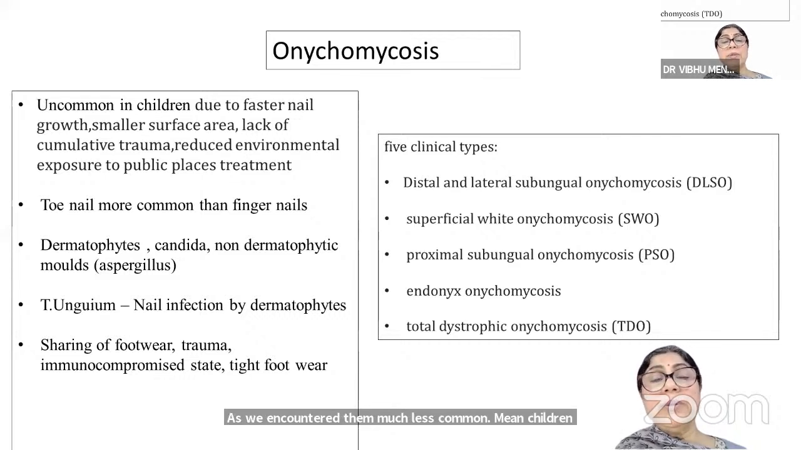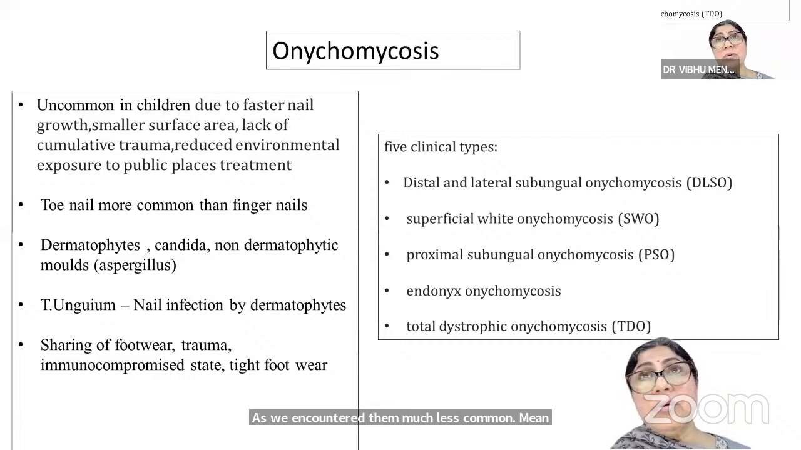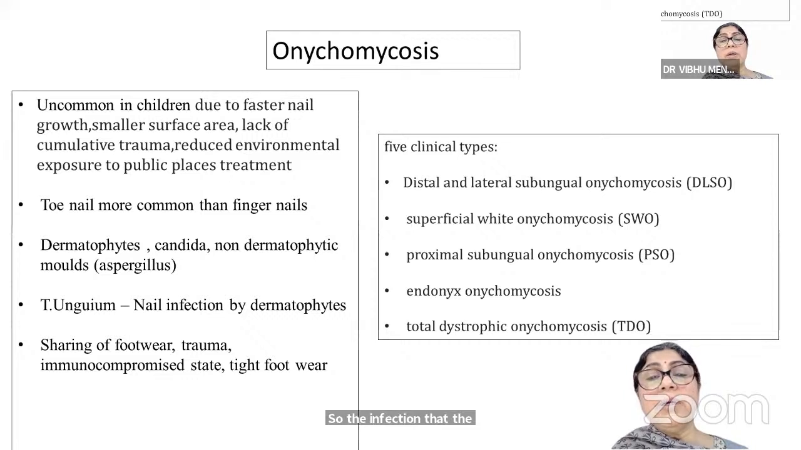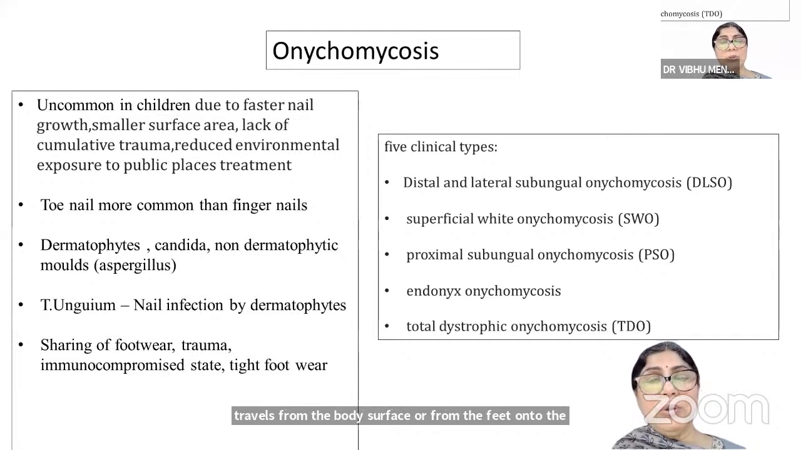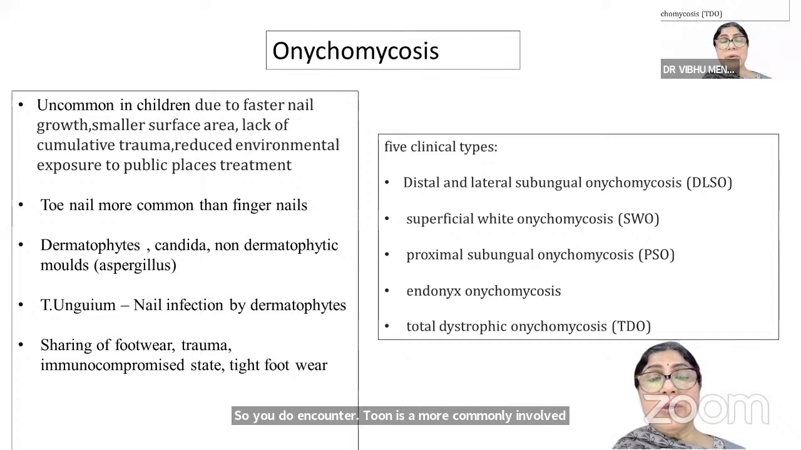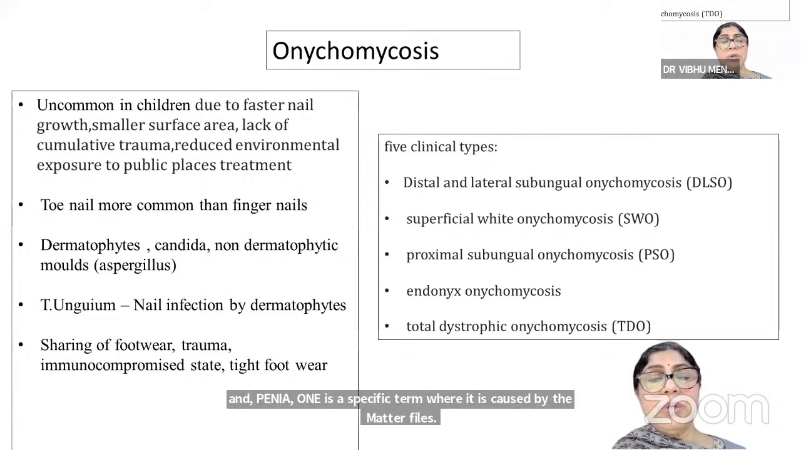But nowadays, they are common because dermatophytosis has become sort of an epidemic these days, so the dermatophytic infection travels from the body surface or from the feet onto the hand, and then gradually can involve the nail also. And some immunodeficiency underlying, like it is commonly seen in HIV positive children, or some other immunodeficiency. So you do encounter. Toenails are more commonly involved. And tinea unguium is a specific term where it is caused by dermatophytes. Even Candida also can cause onychomycosis, especially in children who are immunodeficient.